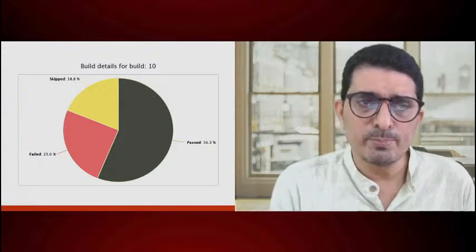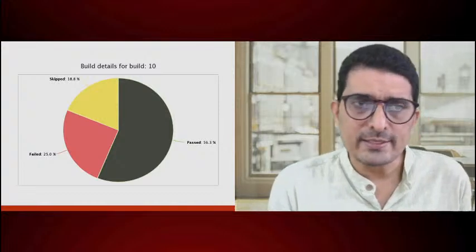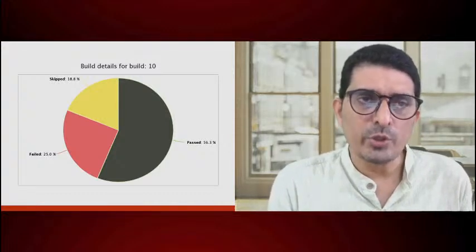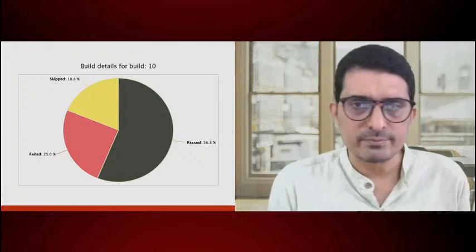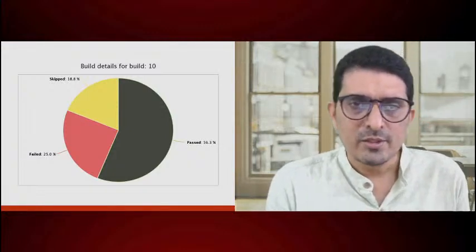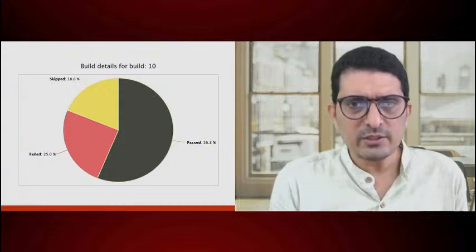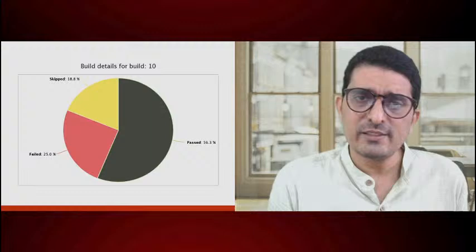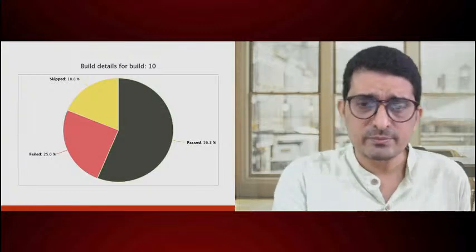56.3% passed, 25% of students failed, 18.8% skipped. They didn't complete. So this is a pie chart. If students are able to read pie charts, they can get more information.